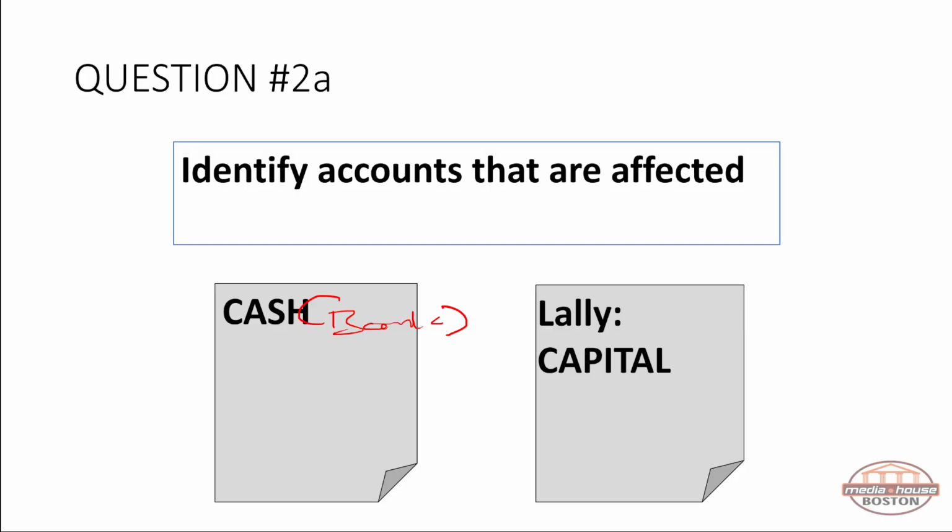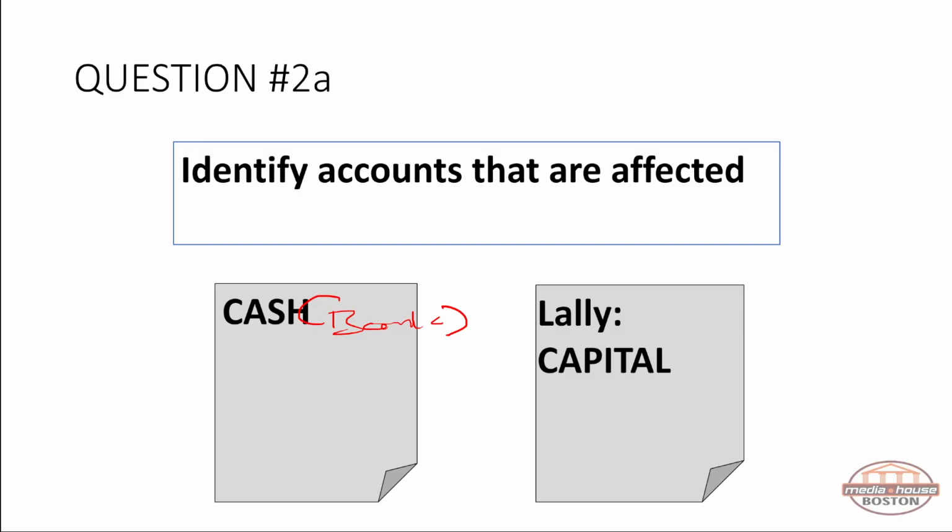Once we have identified these accounts, the second thing we need to do is classify them. We have the bank account which was affected, and we have capital that was affected. So within these two accounts, which one is an asset, which one is a liability, and which one is owner's equity? We need to classify these according to the three elements of the accounting equation.